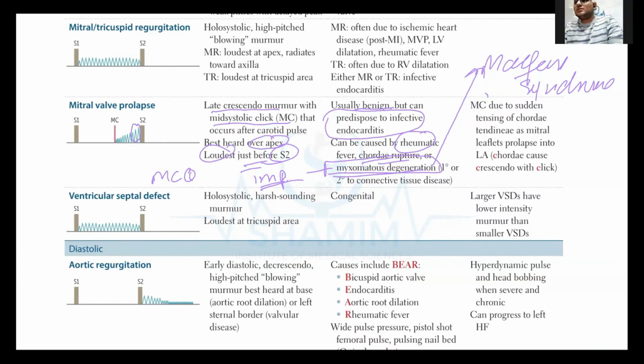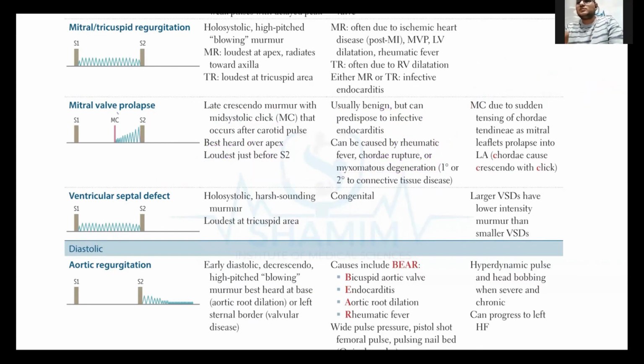Okay. So MC is mid-systolic click. What is the cause of mid-systolic click? Mid-systolic click is created when there is a tensing of chorda tendini. What is this? Let me show you a picture. What is the tensing of chorda tendini?